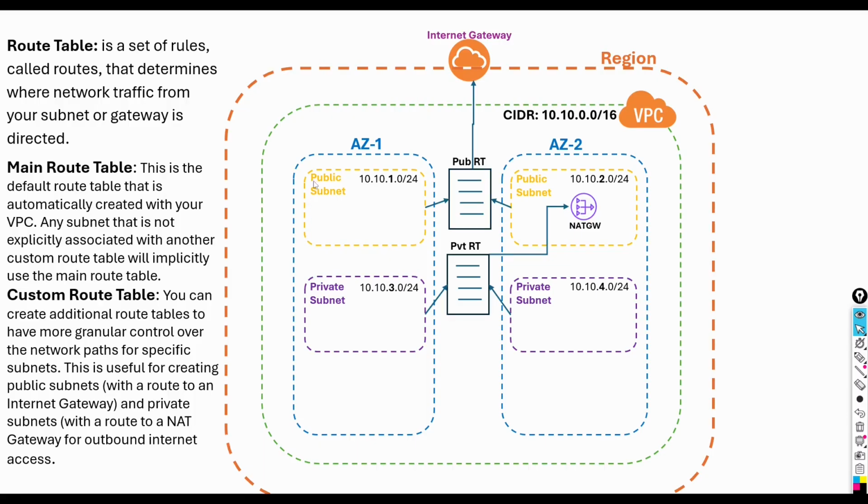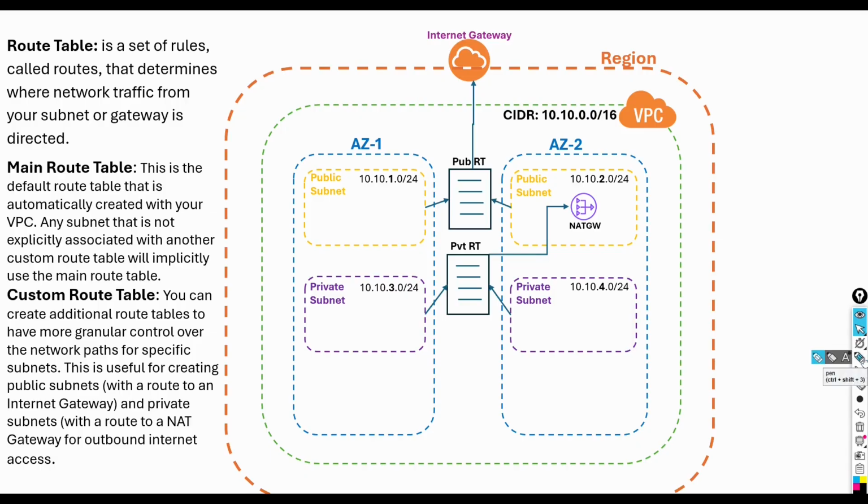A subnet should be associated with at least one route table. So one subnet cannot be associated with two route tables. Any subnet can be associated with any one route table. One route table can be associated with multiple subnets, but one subnet can be associated with only one route table.